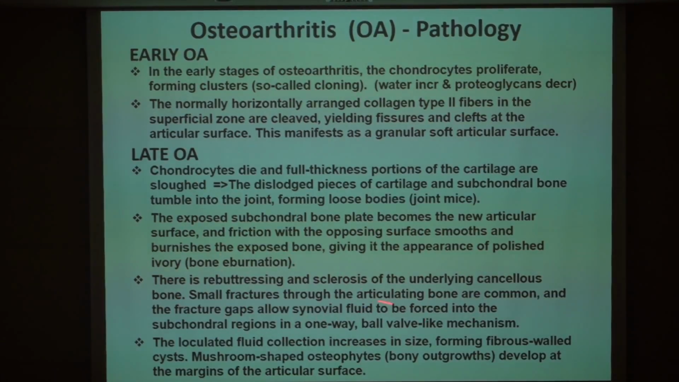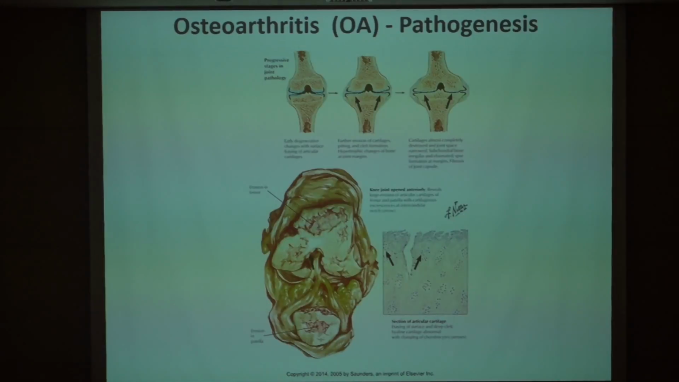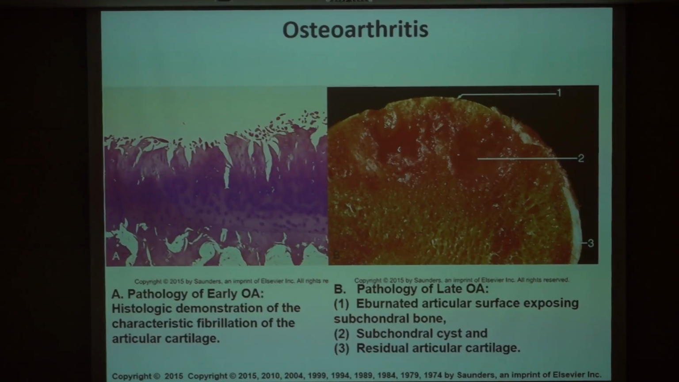Or is it the one-way small valve mechanism that causes the subchondral cysts, which I'll be showing you a picture of in a minute? Or is it the mushroom-shaped osteophytes, the bony outgrowths that develop in the margins of the articular surface? Once again, this shows you that the articular surface is worn down. This is bone. When this bone rubs against bone on the opposite side, this causes eburnation. You have the bony osteophytes that can form here, and you have the cracks and fissures. You have the cloning. So know all the terms and definitions we just covered. And this is another example of the bony eburnation and the subchondral cysts that form in osteoarthritis.